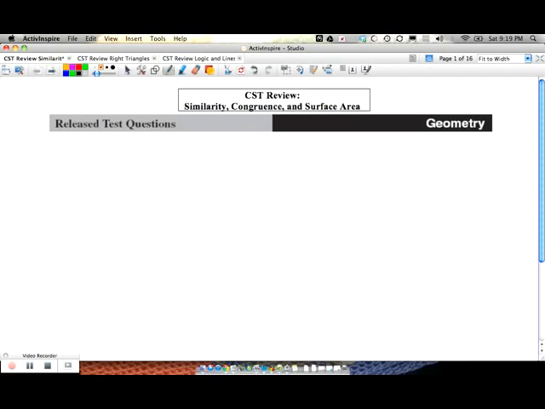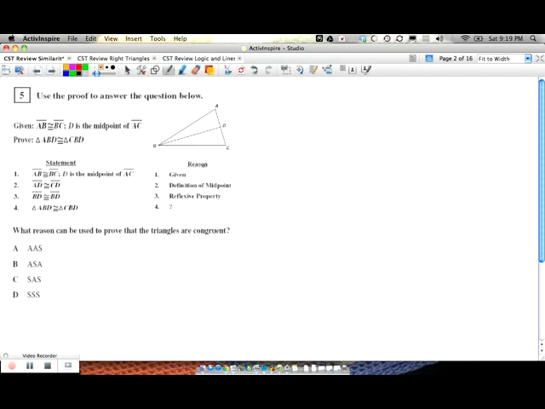CST video studying. Today, right now, we're looking at similarity, congruence, and surface area. Let's do it. Use the proof to answer the question below. What reason can be used to prove that the triangles are congruent?